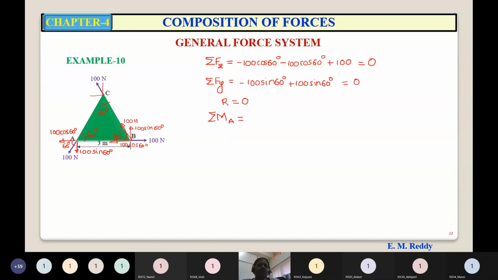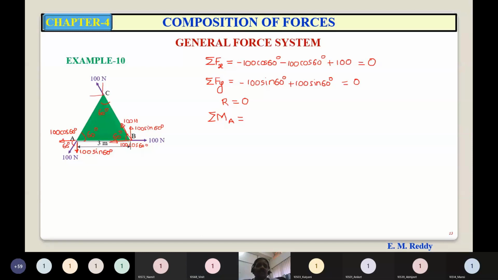So taking moments about A, what is the moment of this 100 Newton which is acting at A? 0. The line of action is passing through it. And what is the moment of this 100 Newton which is acting at B? 0, again 0. The line of action is passing through it.